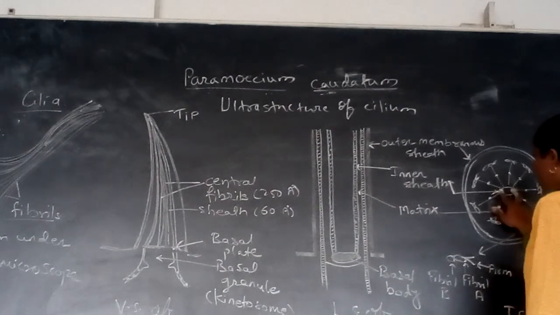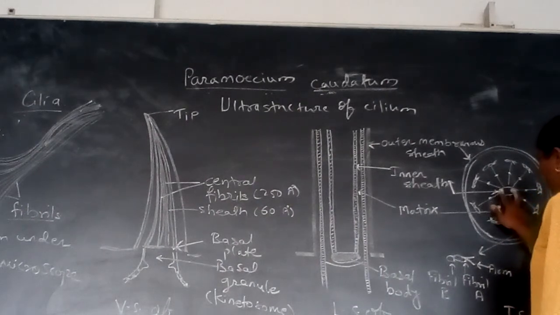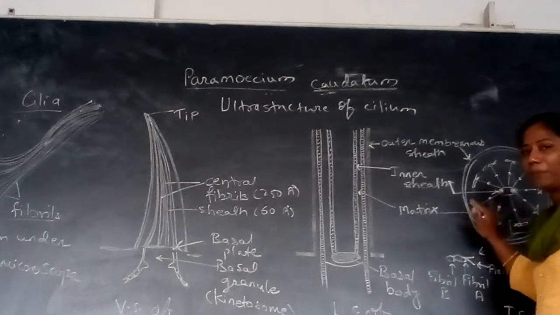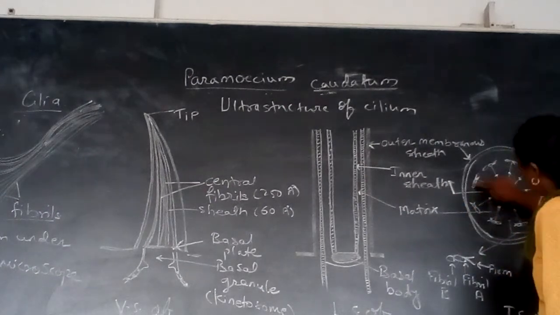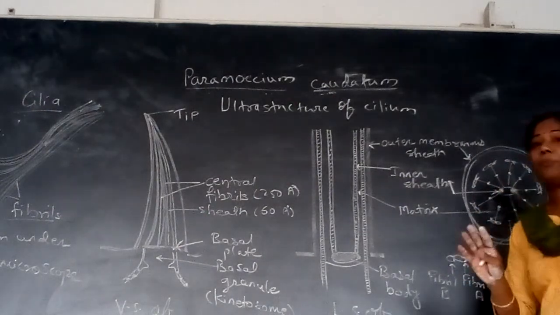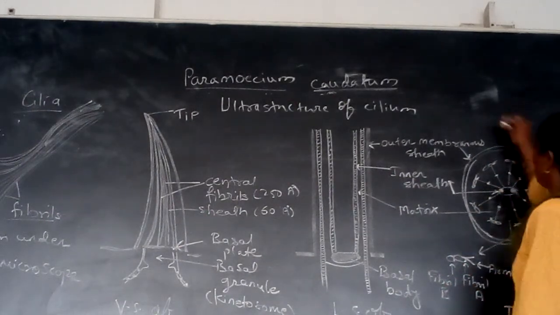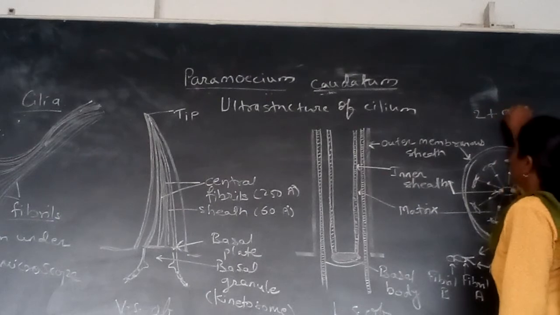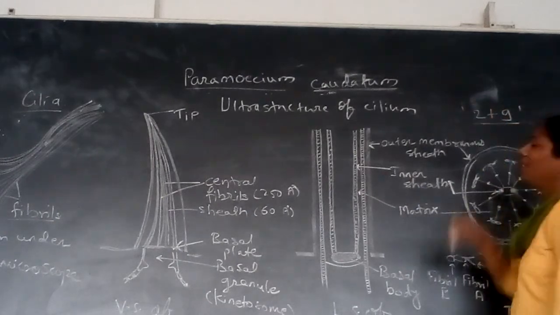These are the two central fibrils. These central fibrils are covered by a sheath. Then the peripheral fibrils are there; there are 9 peripheral fibrils. Since we call it cilia, it possesses a 2 plus 9 arrangement.